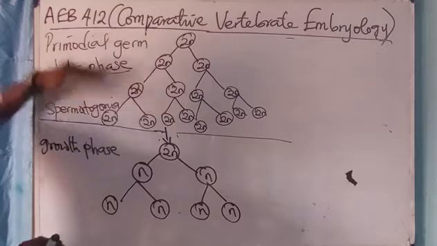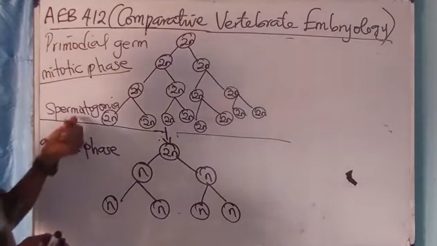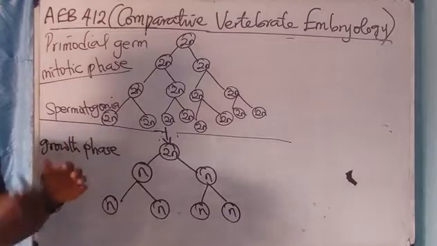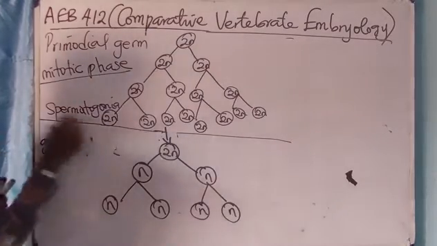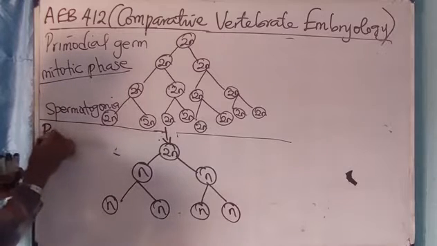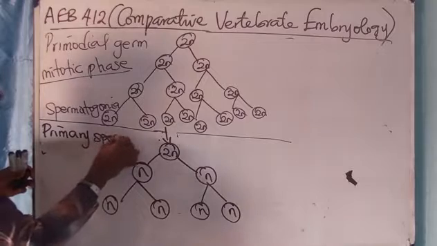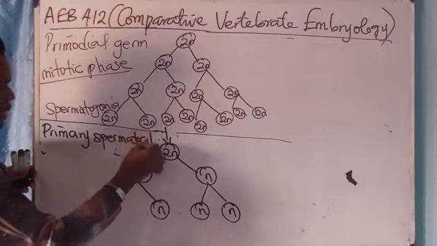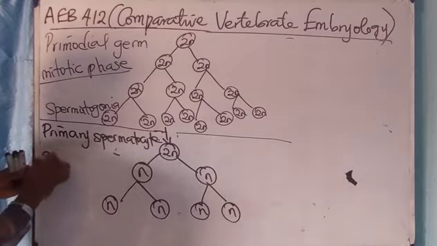Now I told you that as soon as the spermatogonia are produced, from here upward you have the mitotic phase. Now this spermatogonia produced will increase in size to produce the primary spermatocytes. And this is the growth.